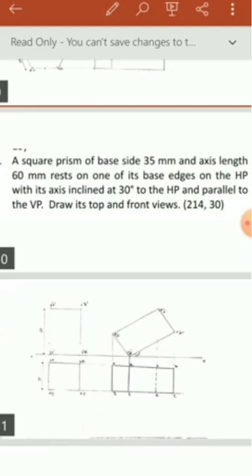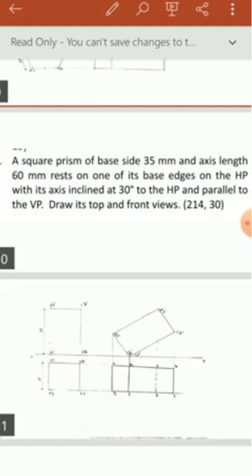When it is placed on HP, from the top view you can see only a square, and from the front view you can see a rectangle. Then mention the points and mark them, as well as 35 and 60 mm.